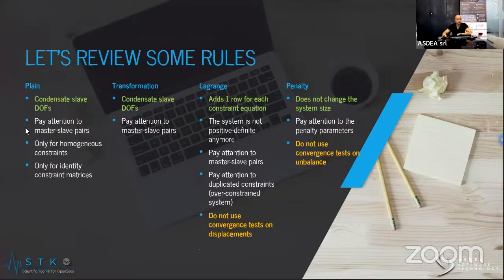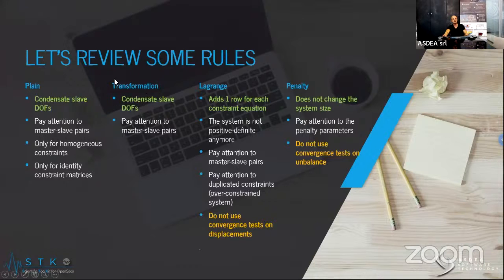For example, the plane cannot be used with the rigid diaphragm, because the rigid diaphragm says that the displacement of a slave node is equal to the same displacement of the master node plus the distance times the rotation of the master. And this distance times the rotation is an element that goes out of the diagonal of the constraint matrix. So the constraint matrix is not identity and it is not diagonal. So it cannot be handled by the plane constraint. Okay. So these two are the two limitations of the plane with respect to the transformation.